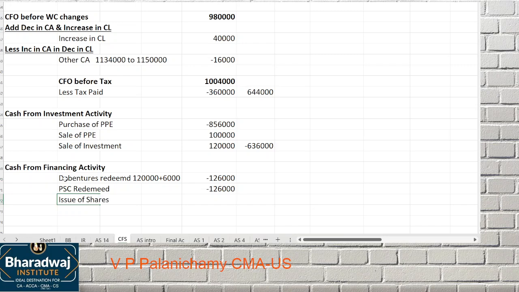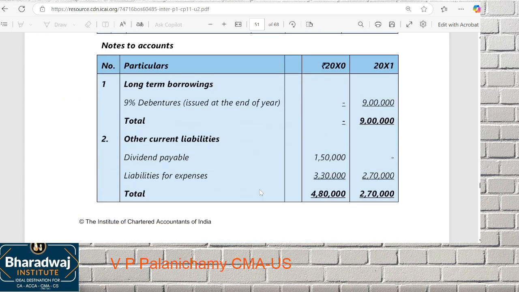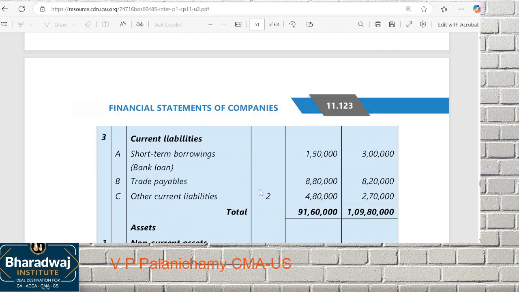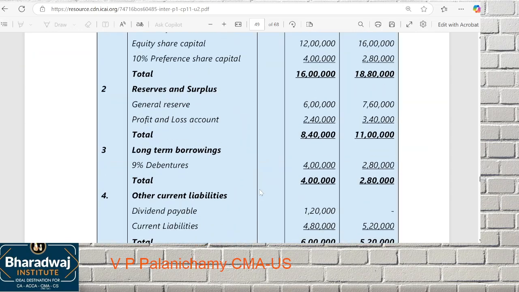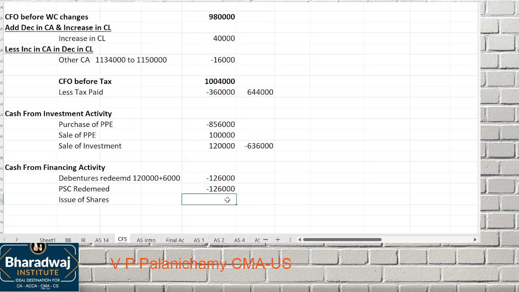Issue of shares. Look at the equity share capital. Opening balance to closing balance. Increase or reduce? Increase. Opening balance to closing balance has increased. Preference share equity share capital has increased by how much? 4 lakhs.